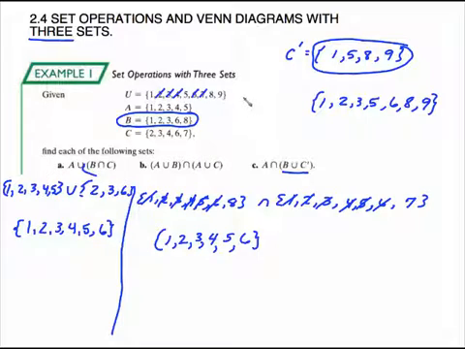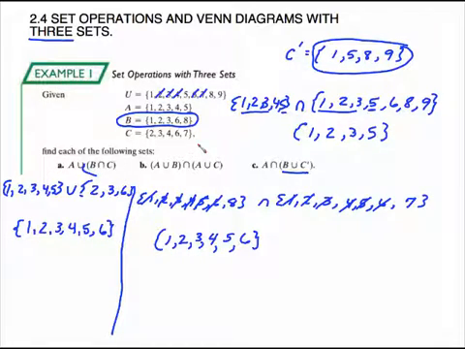I have to intersect that with set A. Set A is 1, 2, 3, 4, 5. Intersect that, 1, 2, 3, 5. Those are the only things that are in common. So this is 1, 2, 3, 5. So the way we do this with 3 sets is similar to 2. It just takes more work because there are 3 sets. Remember to follow your order of operations.